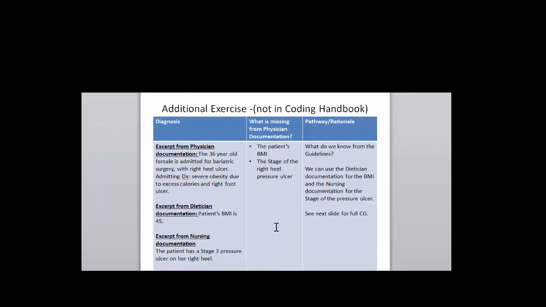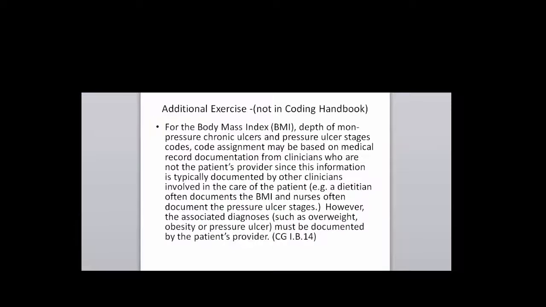It's also a more complete documented record when the patient's BMI, body mass index, has been documented, and the dietitian, as a normal part of his or her role, is going to document the patient's BMI on his or her report, and the nurses are going to document what stage a pressure ulcer is. So we know from the guidelines that we can use the dietitian's documentation for the BMI and the nursing documentation for the stage of the ulcer. And here's the full guideline that helps us know that.